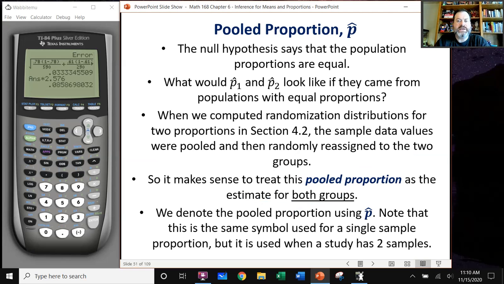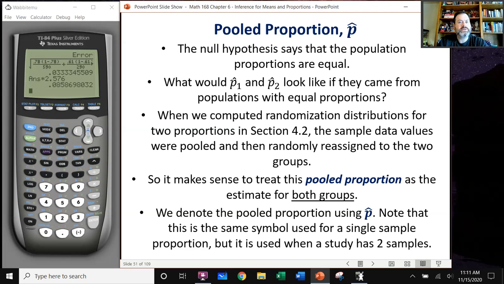So the null hypothesis says the population proportions are equal. What would p hat 1 and 2 look like if they came from populations with equal proportions? So let's stop and think about what this is saying. The samples are not going to have the same p hats, because then your sample statistic would be 0, your z-score would be 0, and all of your p-values would be 0.5. And that doesn't happen too much. So we know that the p hats are going to be different. What we're asking here is, what would they look like if they came from populations with equal proportions? So that's what you have to think about.